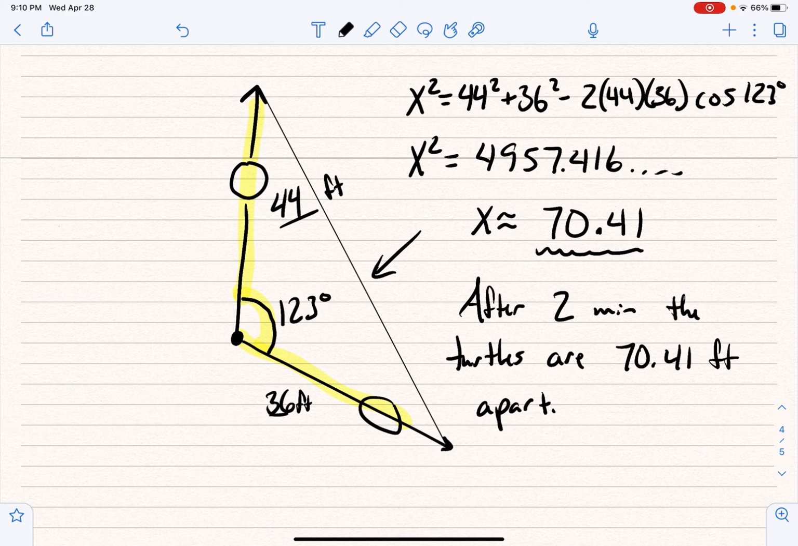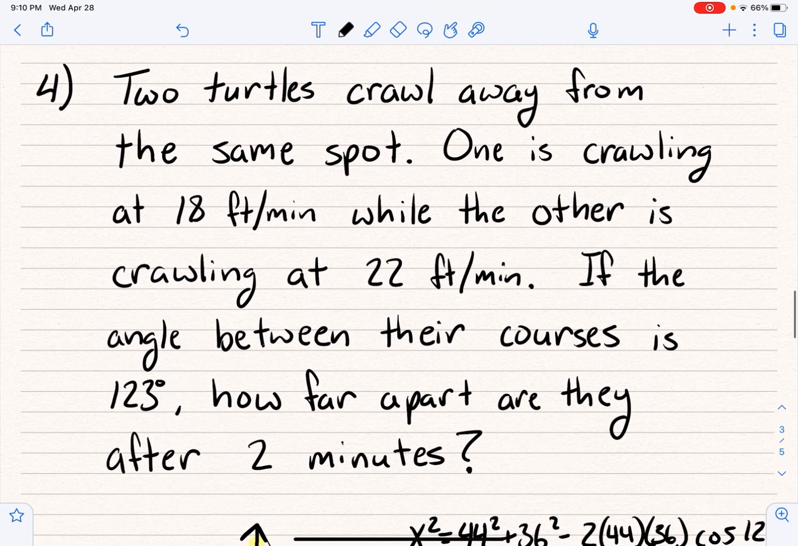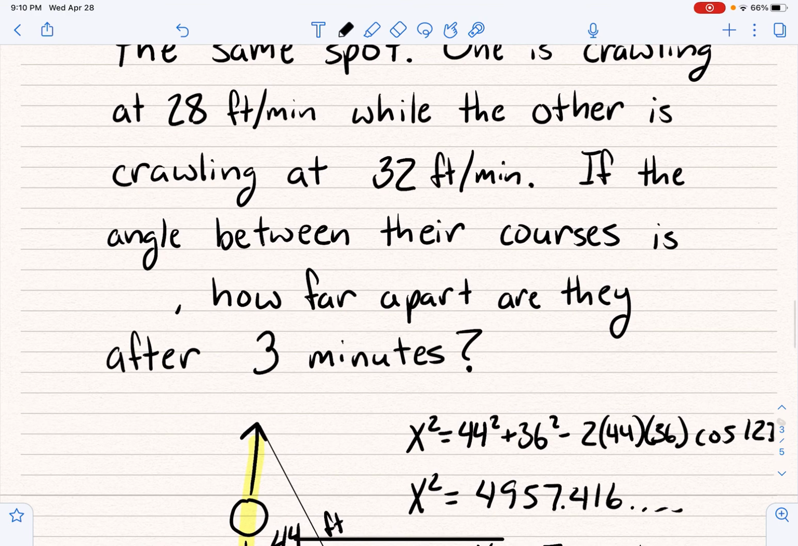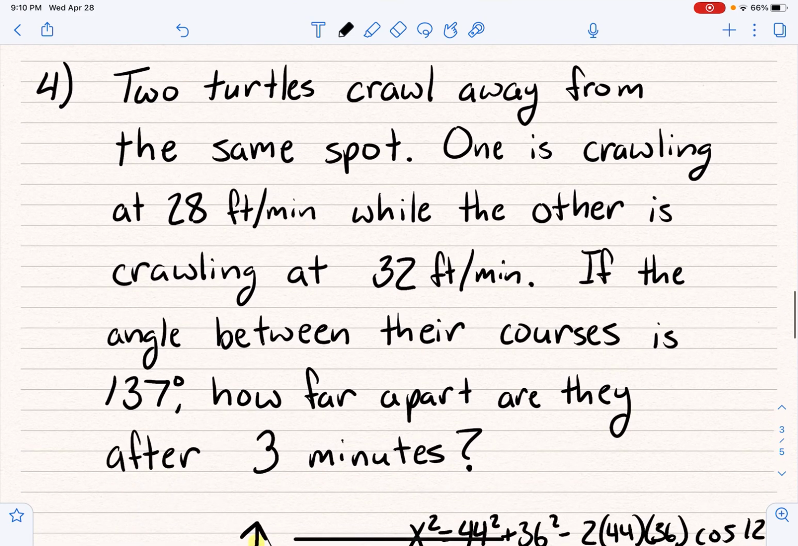So, same thing. We're going to try the same problem, but I'm going to switch up the numbers here. These other turtles in this new problem are going to be really fast. This one's crawling at, oh my goodness, 28 feet per minute, and the other one's doing 32 feet per minute. I want to know how far apart they are after 3 minutes, and the angle between their direction of travel is 137 degrees. So here are the numbers. 28 feet per minute, 32 feet per minute. We want to know after 3 minutes, and there's 137 degrees in between their direction of travel. We're going to pause the video right here, give you about 3, 4, maybe 5 minutes to try this problem, and then I'll work through it.